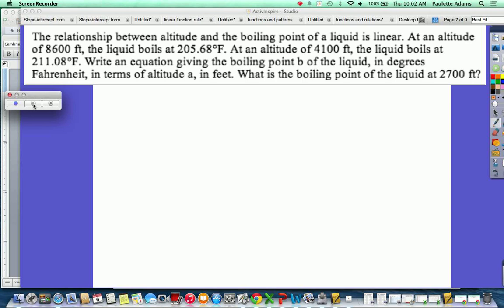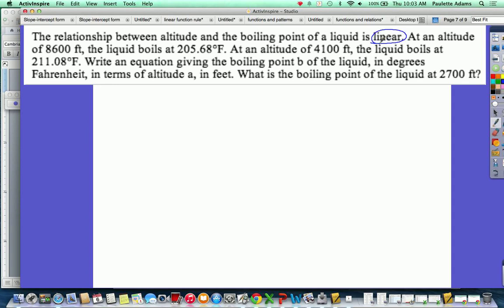First, we got to figure out how the altitude, the number of feet up in the air, affects boiling points. Then we got to come up with an equation. Then we're going to use the equation to tell us where the liquid boils at 2,700 feet. So, first, circle the vocabulary that you need to know. Linear. That means y equals mx plus b.